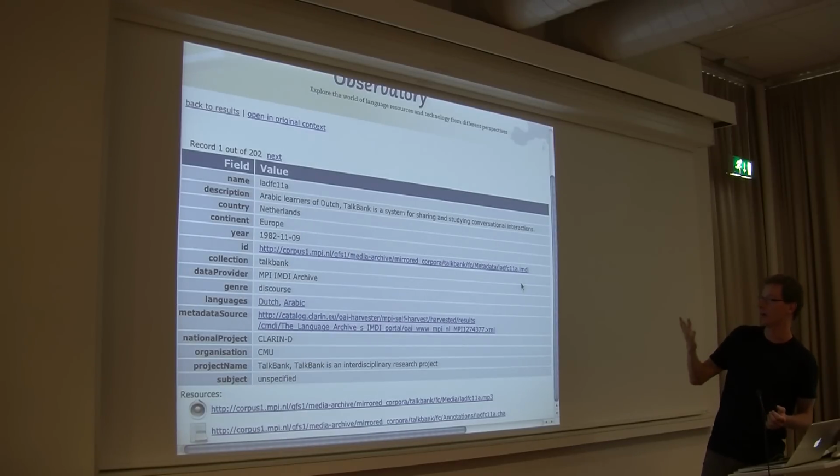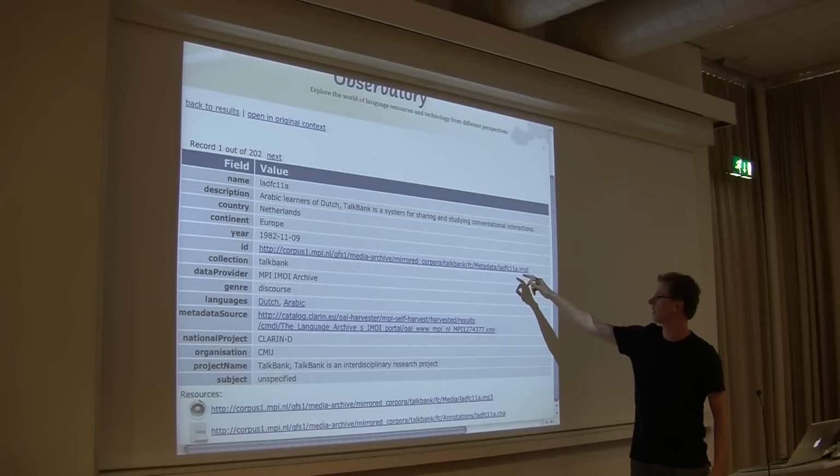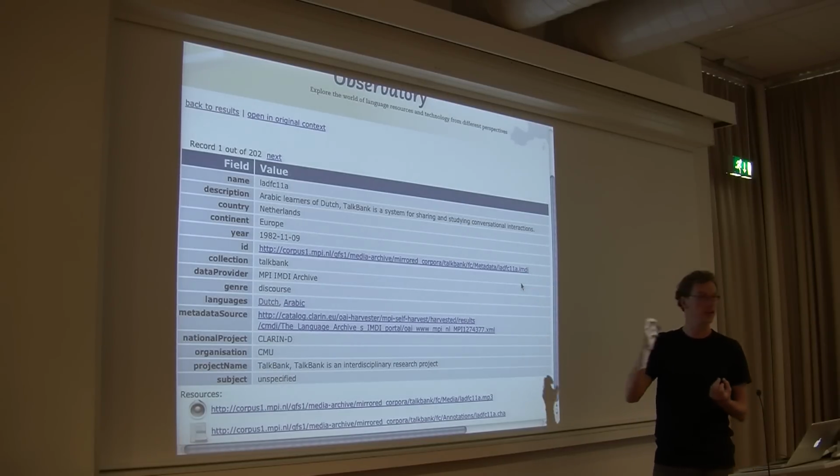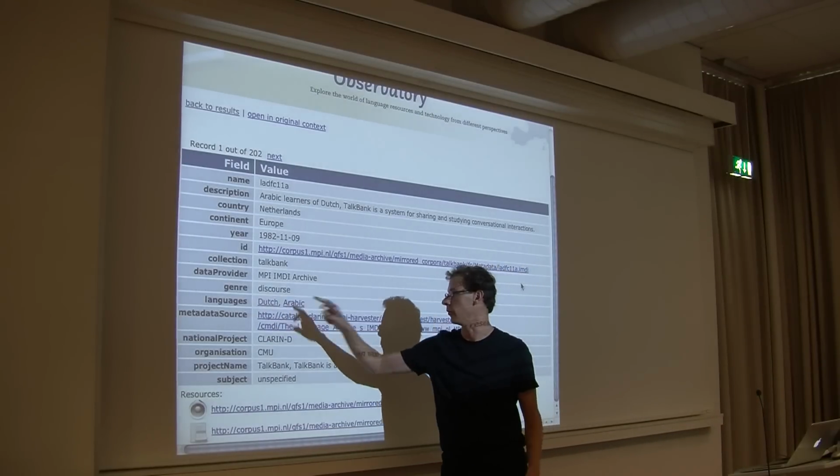So this is about Arabic learners of Dutch. It is recorded in the Netherlands in the year 1982. There is a link to the original metadata record. In this case, it used to be an IMDI record, which has later on been converted to SIMDI. We'll get back to that later on. And the languages we are talking about here are Dutch and Arabic.